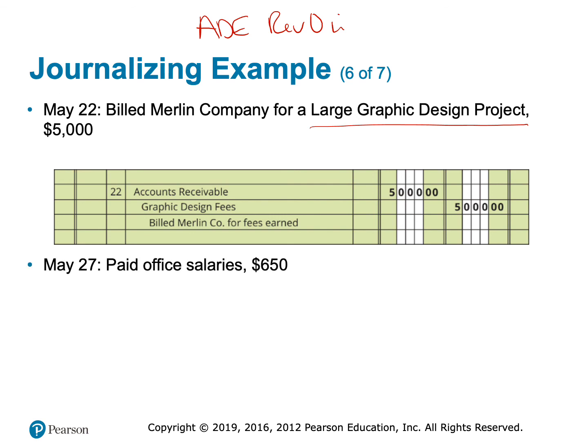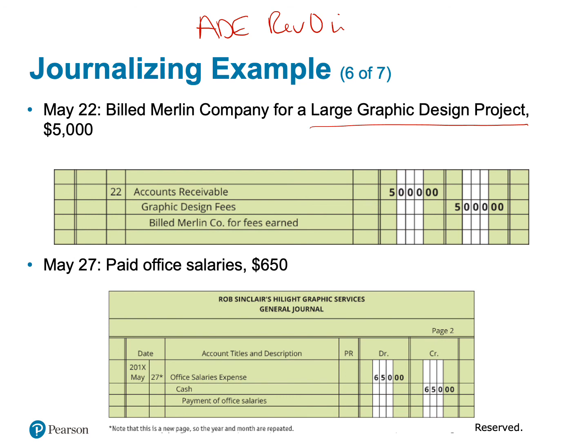So here we're told again we paid office salaries for $650. So I hope that you're pausing the video. You're going to go try to do that one on your own. And then you're going to come back and check. And you'll see that just like we did before, we're going to debit that office salaries expense and we're going to credit cash.